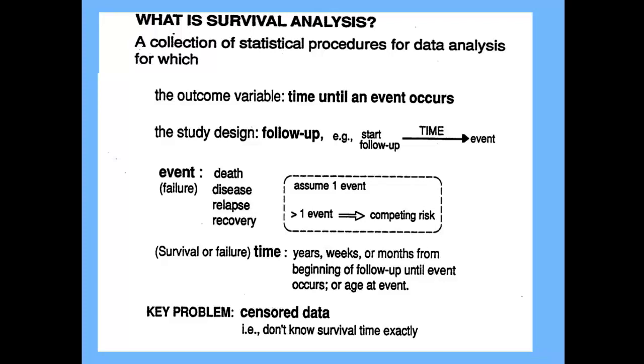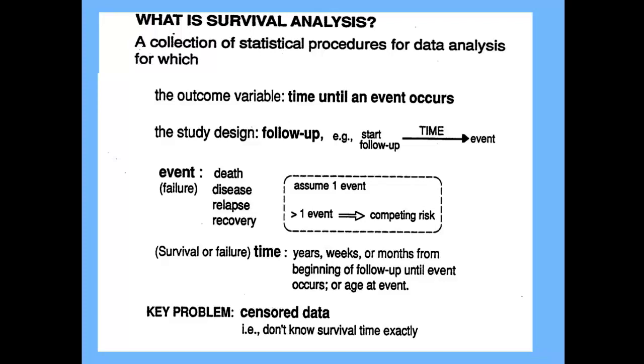So you follow them up to a point, and it looks like they hadn't died yet, if that's the outcome, and then you lost them. You don't know whether they died or whether they're still alive or whatever. So that's censored data. And when that happens, what do you do? How do you deal with censored data when you're trying to do the analysis?